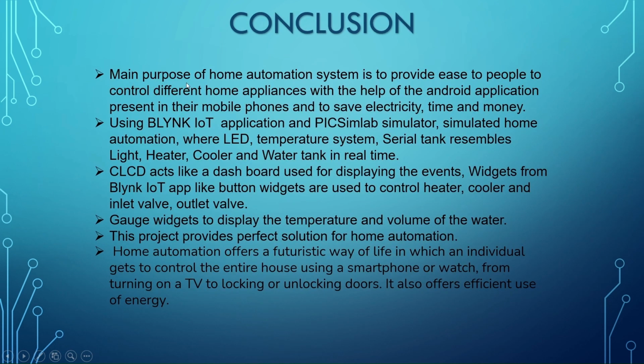Main purpose of home automation system is to provide ease to people to control different home appliances with the help of the Android application present in their mobile phones and to save electricity, time and money. Using Blynk IoT application and Proteus simulator, we simulated home automation where LED, temperature system, serial tank resembles light, heater, cooler and water tank in real time.